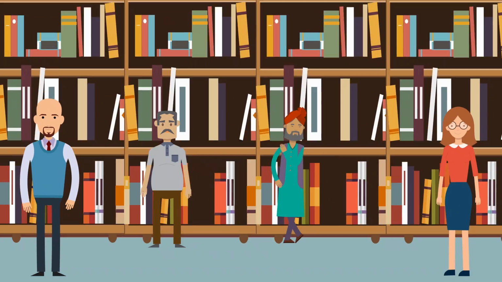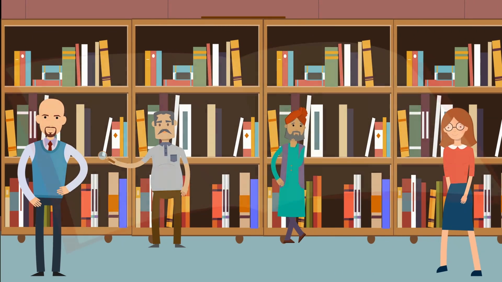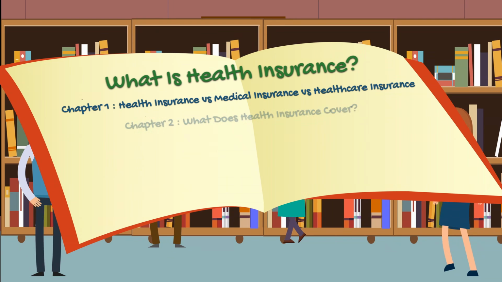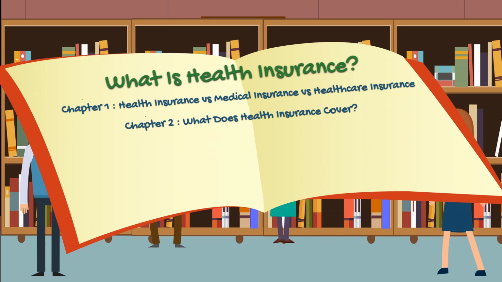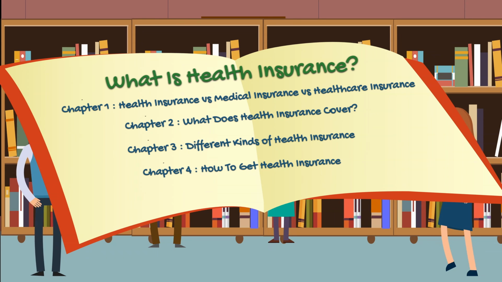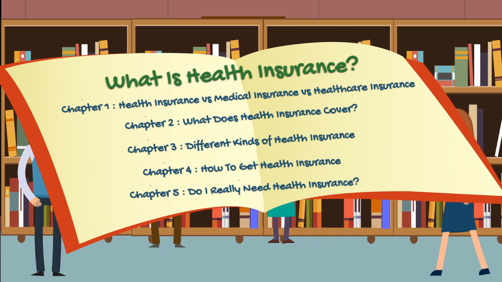In today's resource, there will be 5 chapters. Chapter 1, Health Insurance versus Medical Insurance versus Healthcare Insurance. Chapter 2, What does health insurance cover? Chapter 3, Different kinds of insurance. Chapter 4, How to get health insurance. Chapter 5, Do I really need health insurance?